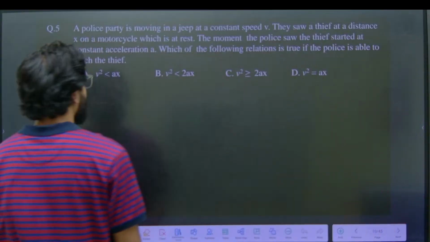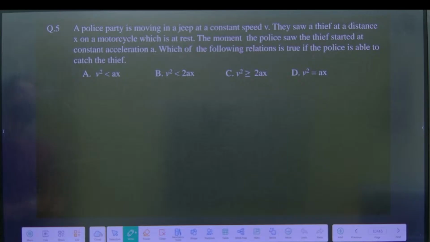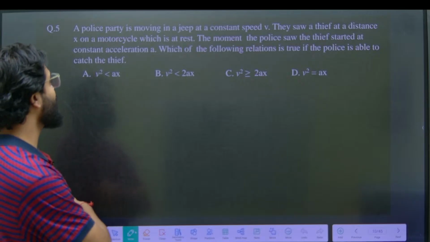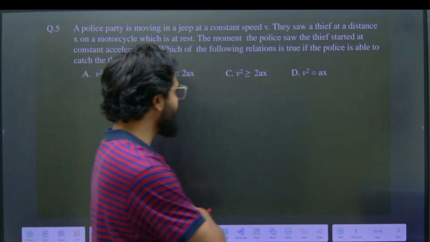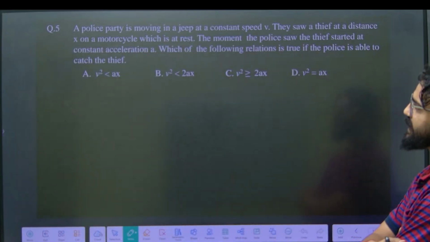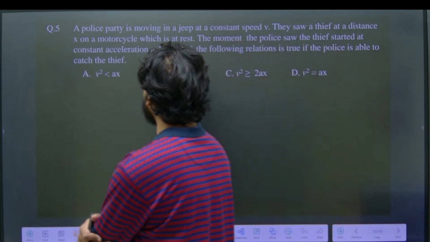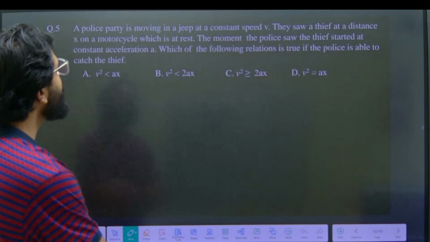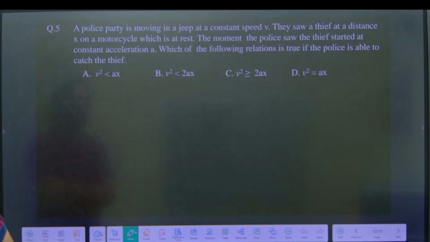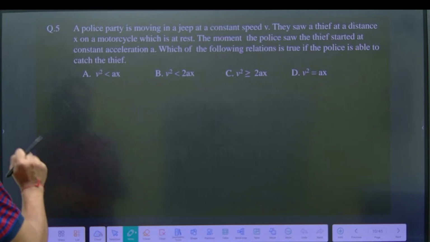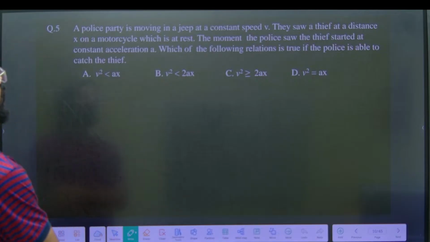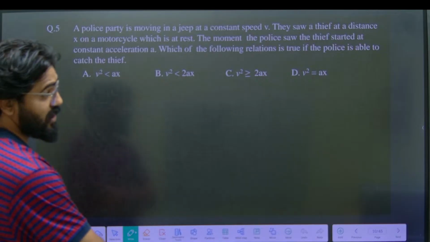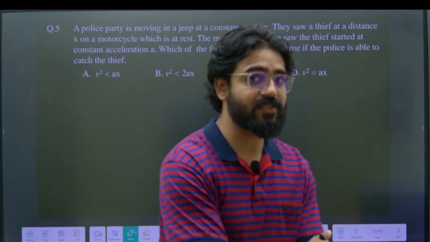Let's go. Question number 5. So a police party. There is a party of police. A police party is moving in a jeep with a constant speed v. They saw a thief at a distance x on a bike which is at rest. The moment the police saw the thief, he started at constant acceleration a. So the thief has started his own vehicle, right? Which of the following relations is true if the police is able to catch the thief? So the police has this mission to catch the thief.